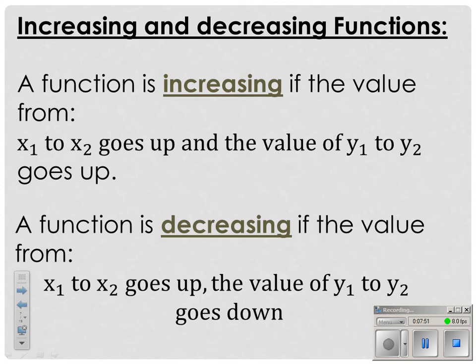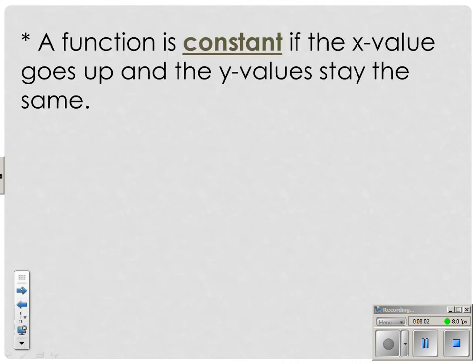A function is going to decrease if, as your x values from point to point go up, the y values from point to point are going to go down. A function is constant if the x value goes up and the y value stays the same. Okay, so it would end up graphing like a flat line for all of or part of a function.